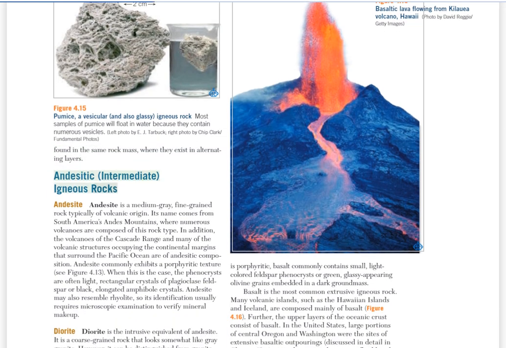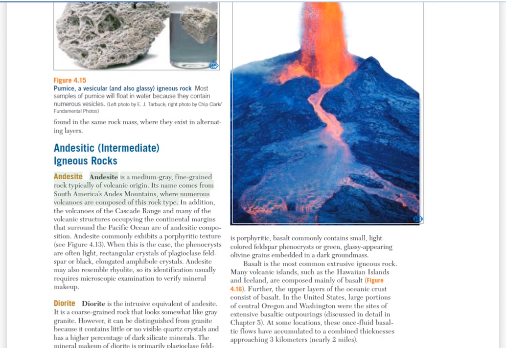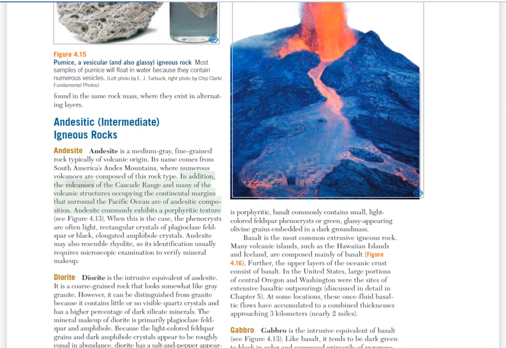Andesitic igneous rocks. Andesite is a medium-gray, fine-grained rock typically of volcanic origin. Its name comes from South America's Andes Mountains, where numerous volcanoes are composed of this rock type. In addition, the volcanoes of the Cascade Range and many of the volcanic structures occupying the continental margins that surround the Pacific Ocean are of andesitic composition.